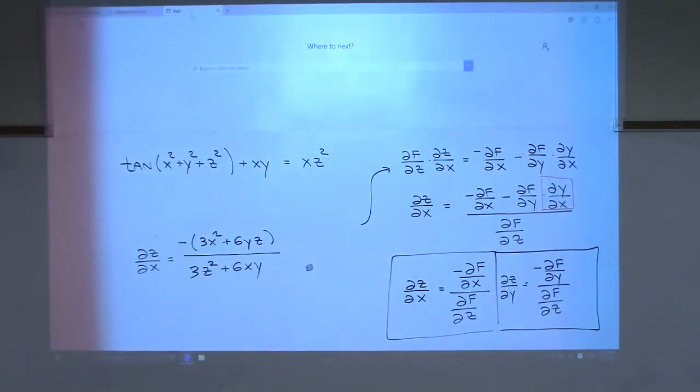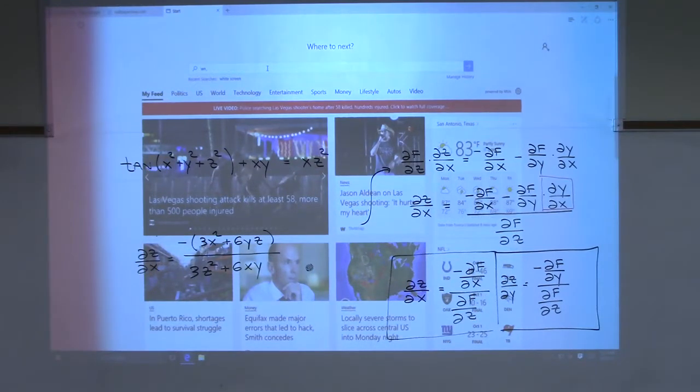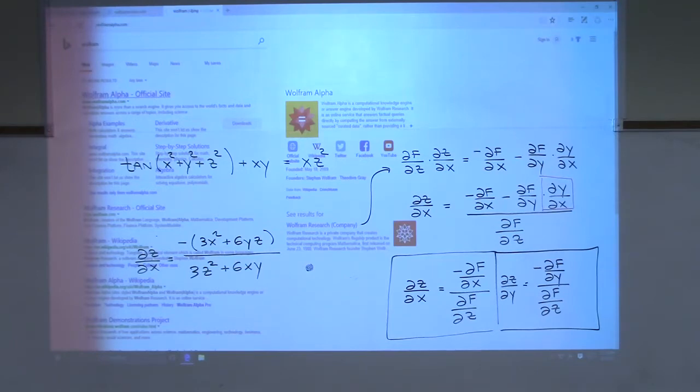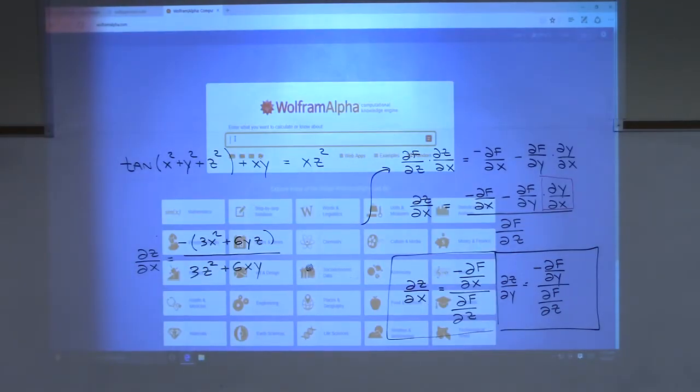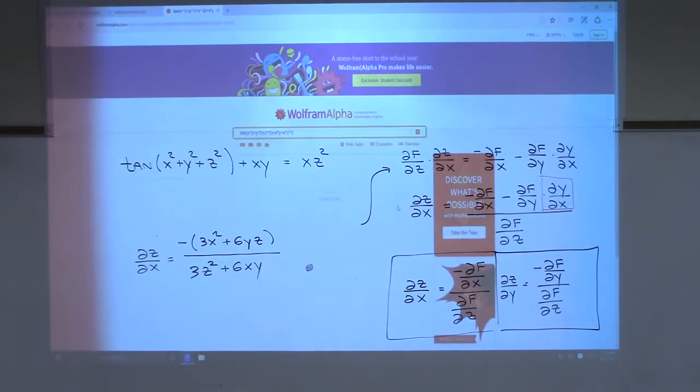What's that? I'm going to tell you. Hold on. Don't do anything yet. I'm going to go to Wolfram real quick and see if that graphs anything interesting. Tangent of x squared plus y squared plus z squared, plus x times y equals x times z squared. Wolfram Alpha is going to try and find all the ordered triples x, y, and z that satisfy that equation. And hopefully it'll graph the solution without making me have to get their pro version. Although it doesn't look like it's having a good time right now.